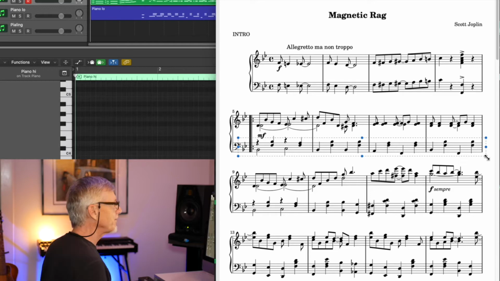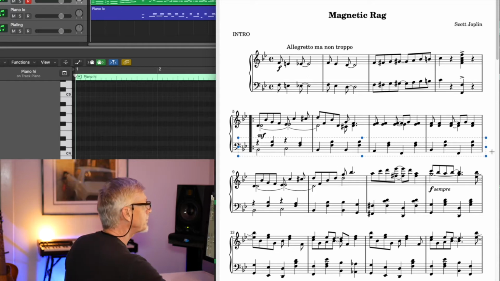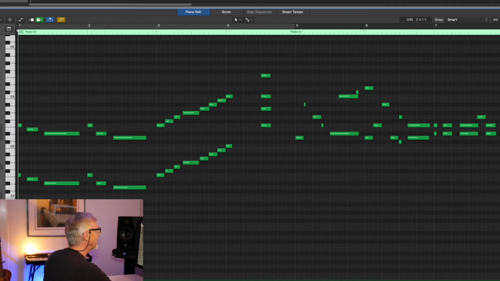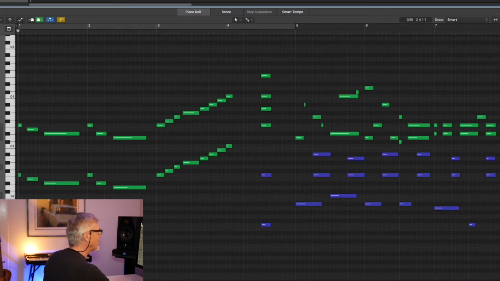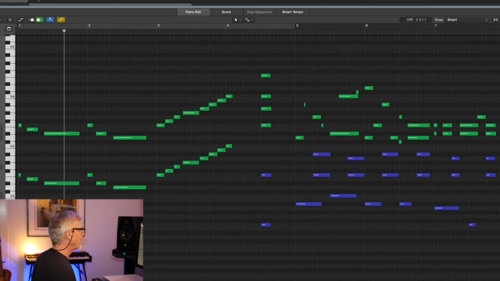On the top. It's worth analyzing scores like this, and this one is available for free. All of Joplin's music is in the public domain. Let's take a look at it on the screen. I've arranged it so that the bass is in blue and the melody is in green. Joplin always started with a little introduction to establish the key. Look at that chromatic line up to the 5 chord.